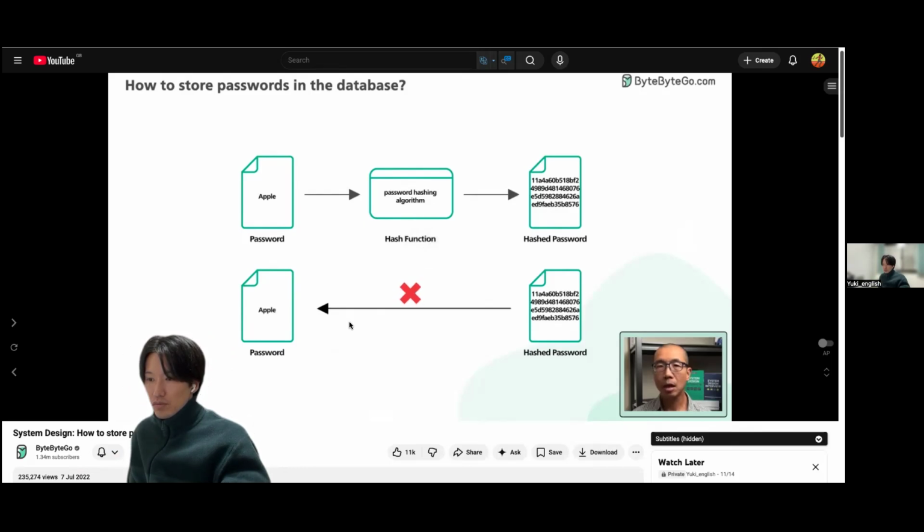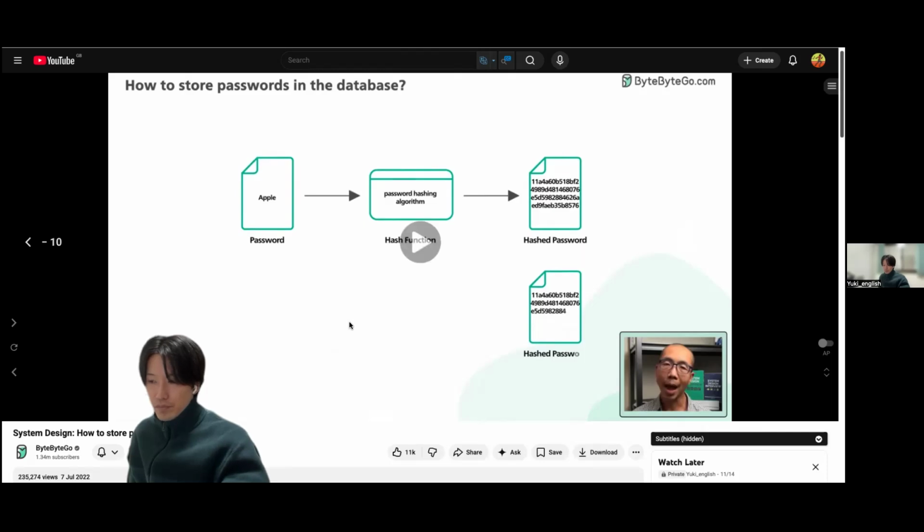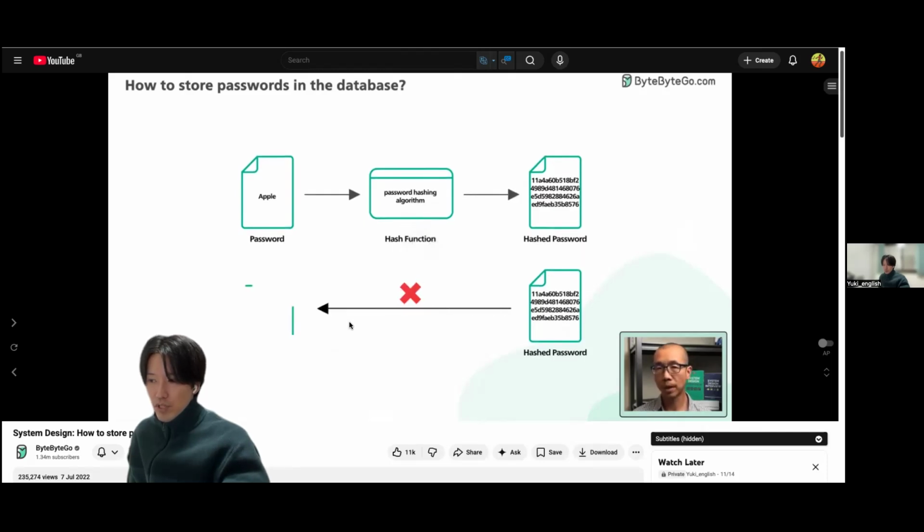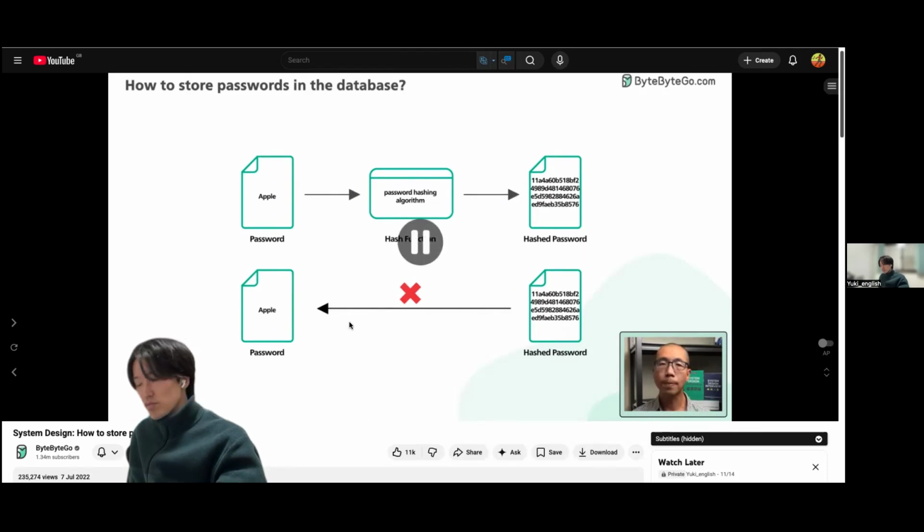If the attacker obtains a hashed password, they cannot just enter it into the application to gain access. They cannot just enter it into the application to gain access.